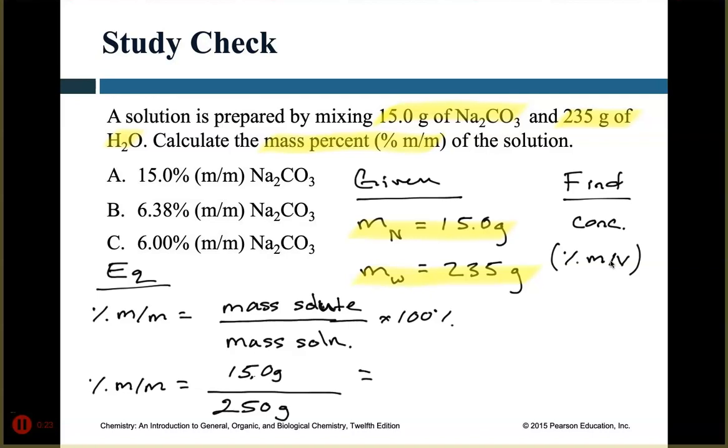So 15 divided by 250 is going to be 0.06, and then if I multiply that number by 100%, we get a 6% mass per mass solution of sodium carbonate. So that would be our final answer. We took a look at one of the answers we were given, and it matched. So it's a nice check to have. You don't always have that, but it's nice to have.